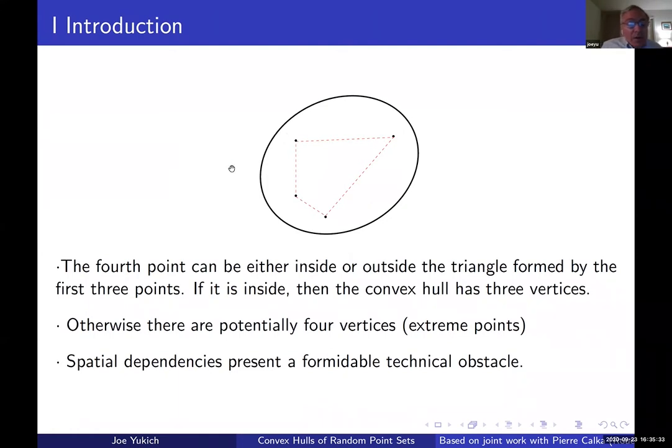The point that I'm trying to illustrate here with this very simple toy diagram is that even when we put down just 3, or when we put down 4 points in an ellipse, it's unclear whether there would be 3 or 4 vertices in the convex hull. More importantly, the spatial dependencies of the points are presenting some technical obstacles, and these obstacles really lie at the heart of the problem of understanding the behavior of convex hulls, and it's a recurring theme in our subject.